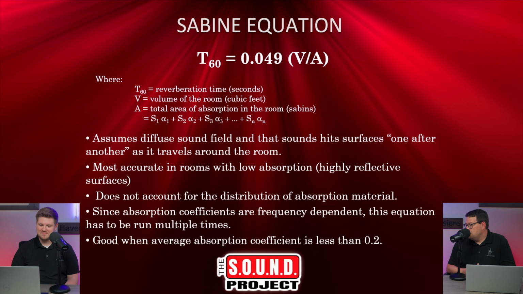You just have to figure out a few things, and you could figure out the reverb time from that. Sure. The one thing, it does assume a diffuse sound field and that sound hits surfaces one after another as it travels around the room, which is not exactly how it happens in real life. There are other things that come into play. But it's most accurate with rooms with low absorption. So things that are really highly reflective, like rooms that you walk in and there's a 2-3 second reverb time. The Sabin equation is really accurate with that.